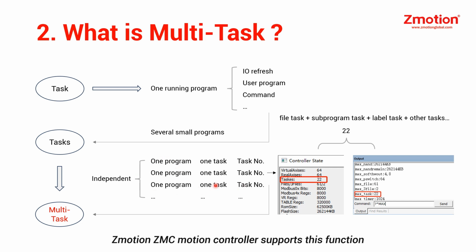Zmotion ZMC motion controller supports this function. Different models have different task numbers. You can check through controller state or send this one in the output window. Here, the number of tasks is 22 in total. That is, all tasks, including file task, subprogram task, label task, etc.